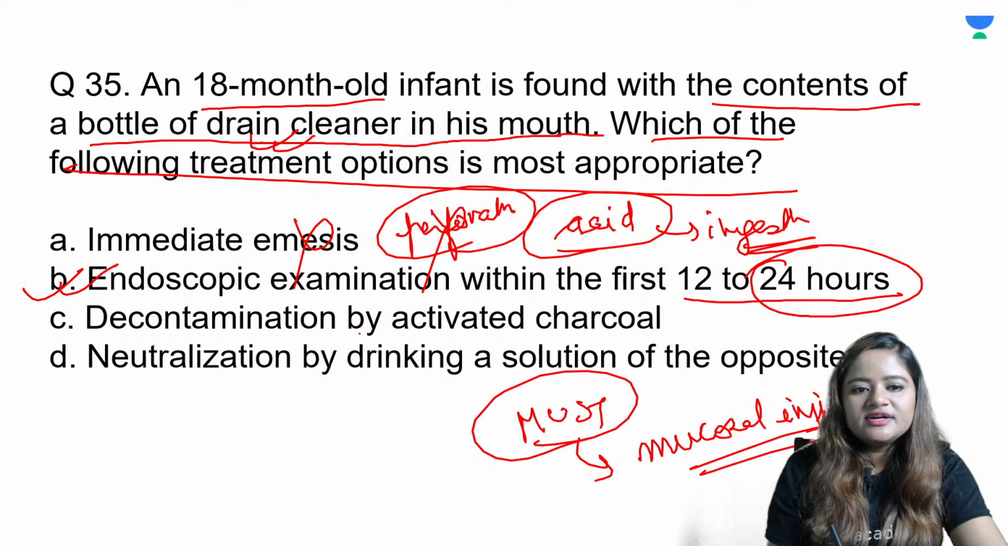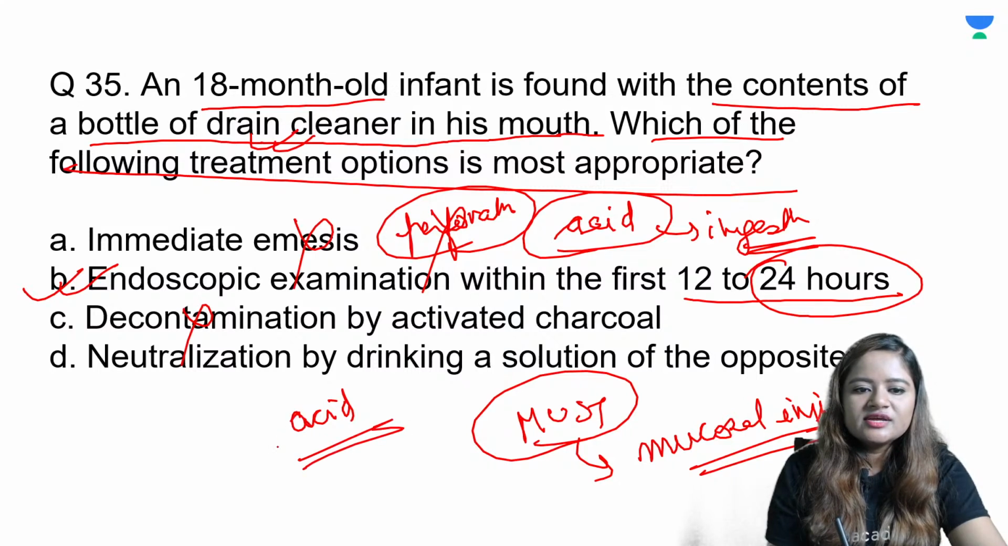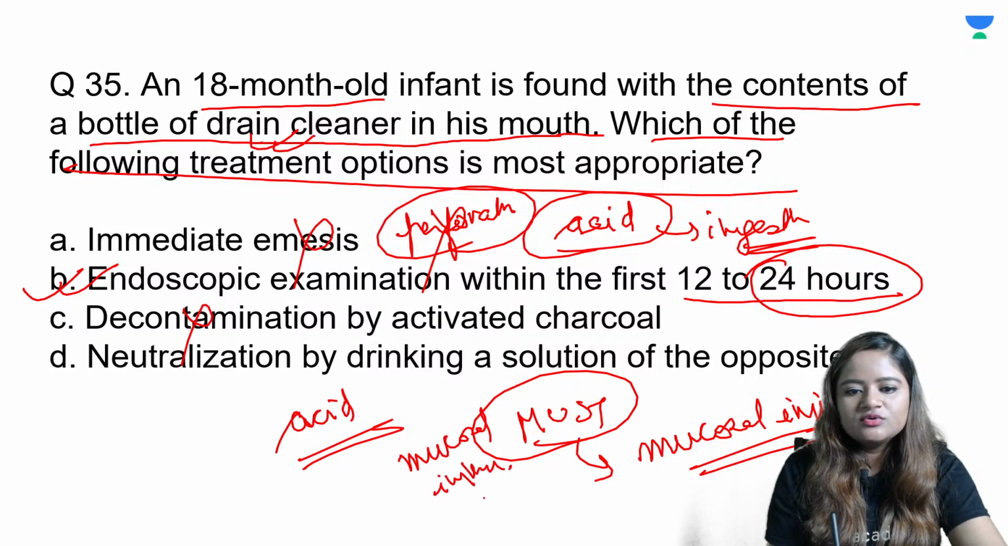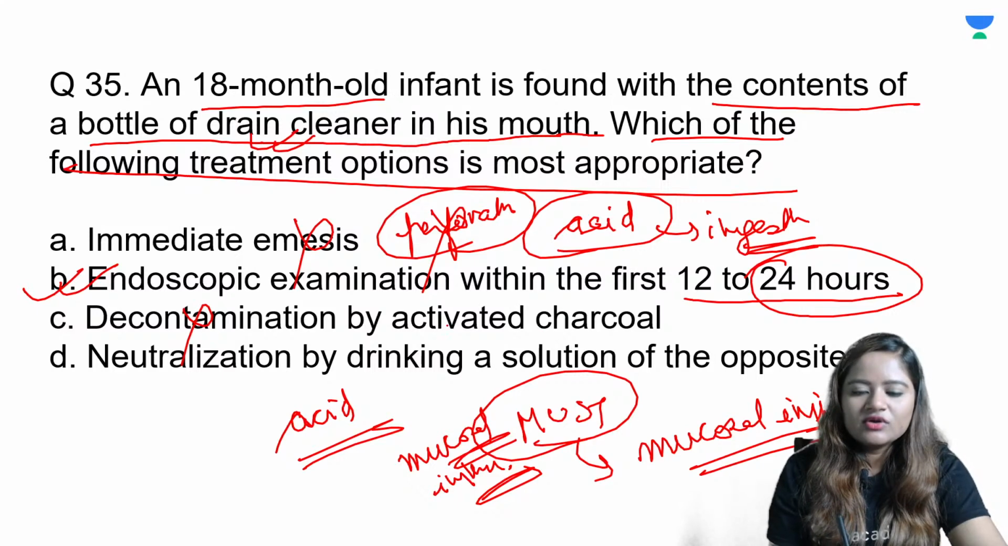Okay? Decontamination by activated charcoal is now not advised in acid ingestion because it does not absorb the acid and it can also lead to further mucosal injuries. Okay? So please don't mark this option. Activated charcoal has got no role in decontamination of an acid ingestion. Neutralization by drinking a solution of opposite pH. This is also not done. Acid ingestion does not get neutralized with any kind of solution.